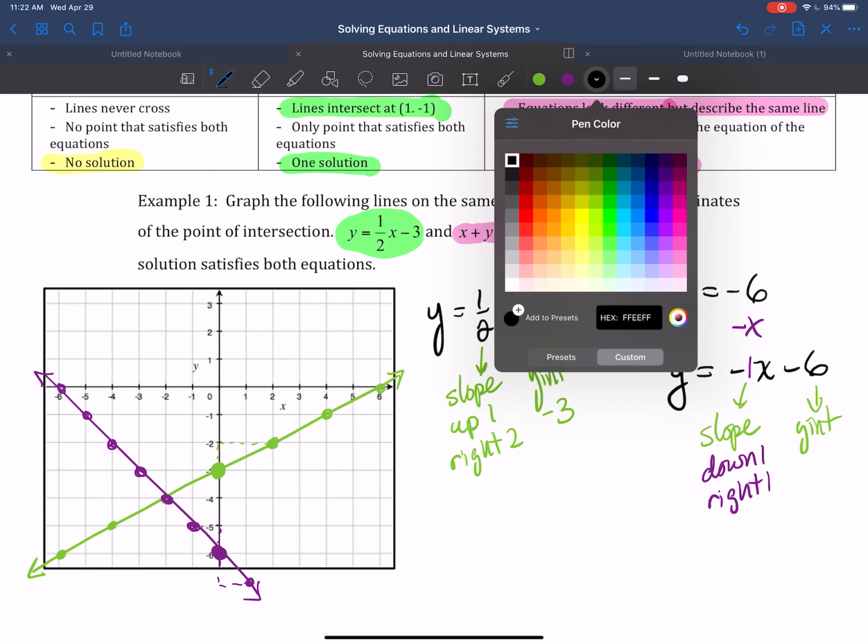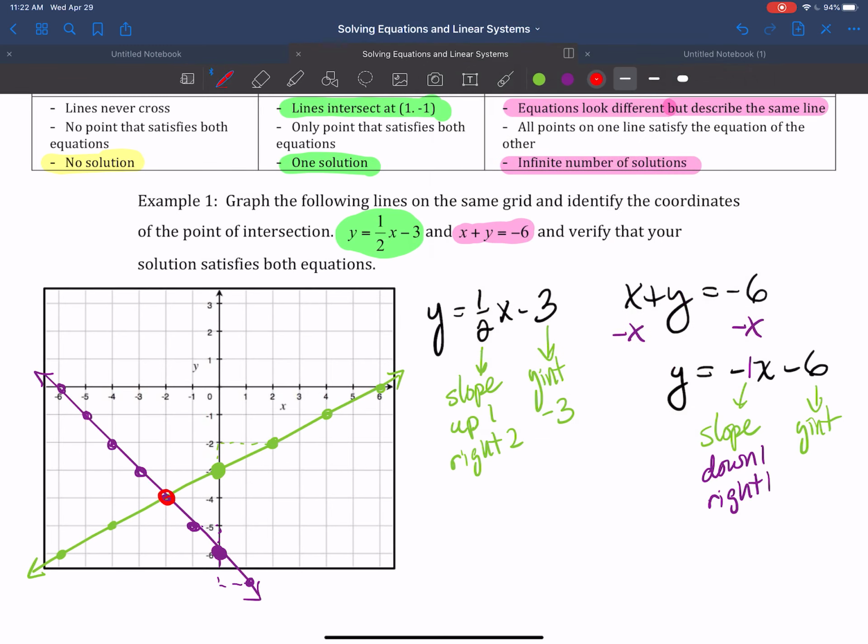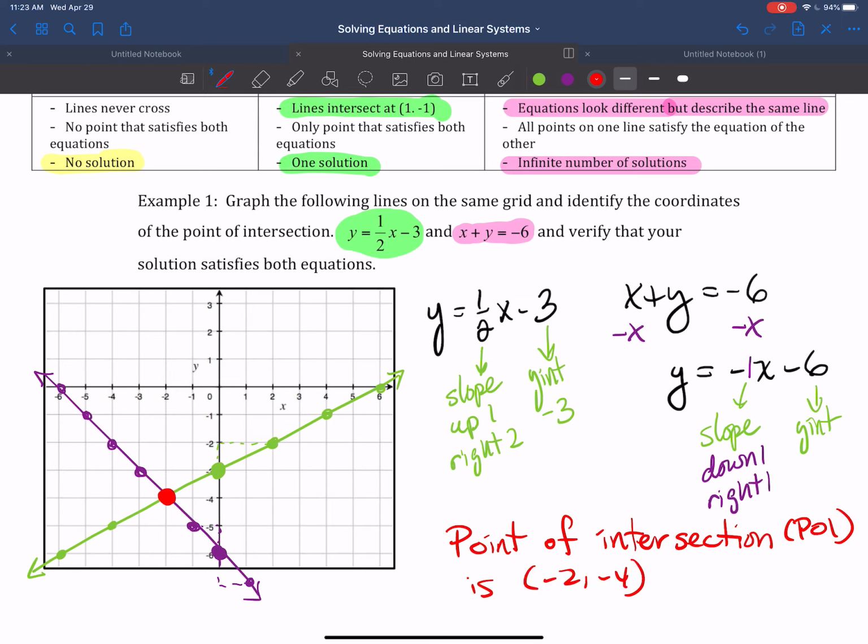So our point of intersection is right there. And the coordinates for that would be -2, -4. So the point of intersection, or POI, is -2, -4. So we call it the POI for short. It takes too long to write point of intersection every time.